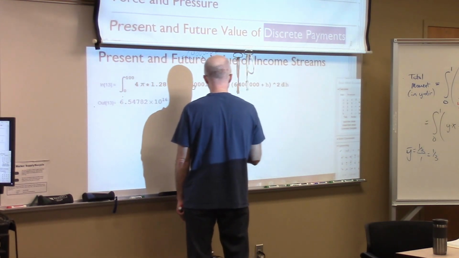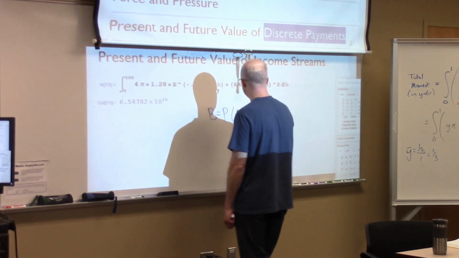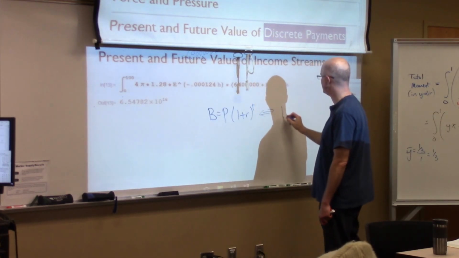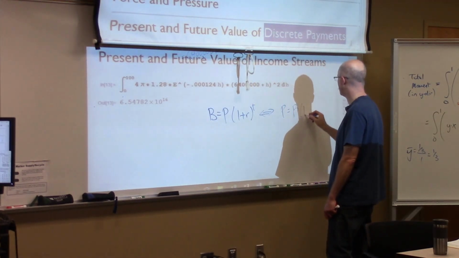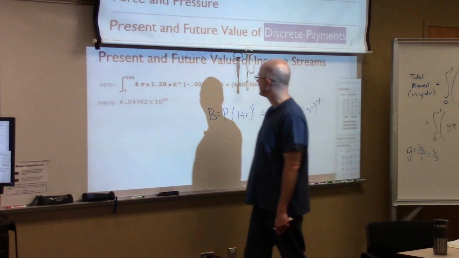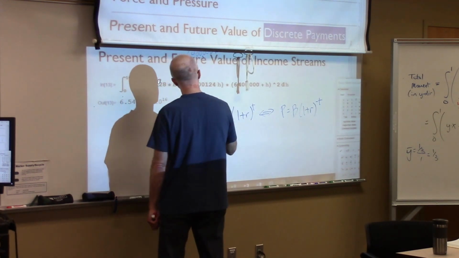The basic formulas that we wrote down look like this. B equals P times (1 plus r) to the t, which was equivalent to P equaling B times (1 plus r) to the negative t. That is the situation where r is thought of as an annual compounding rate.